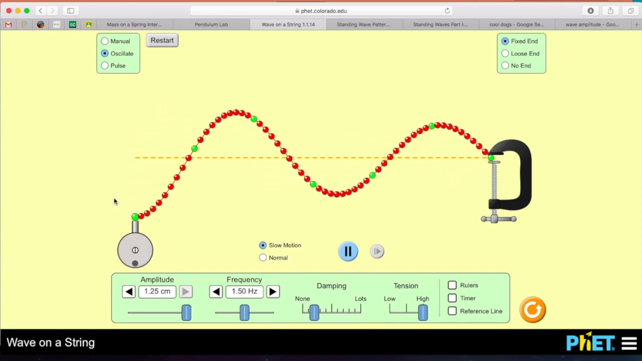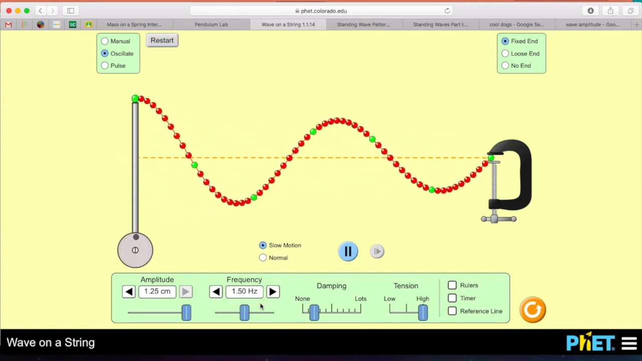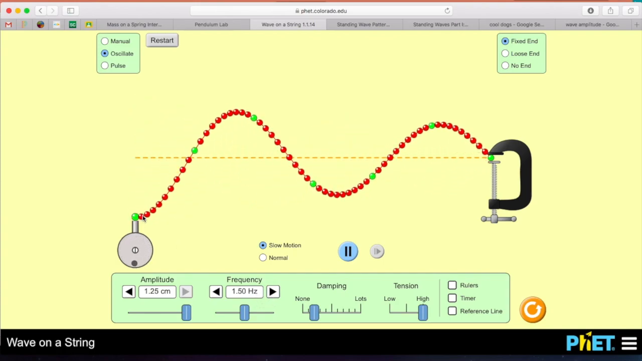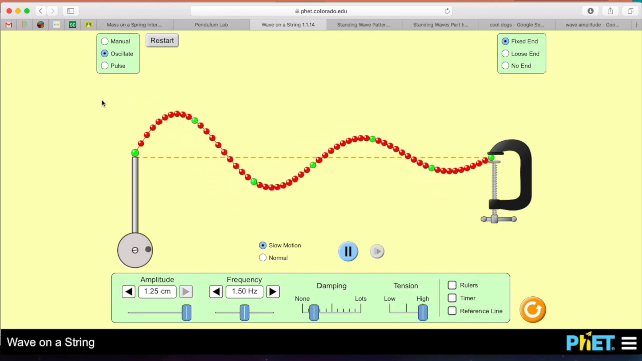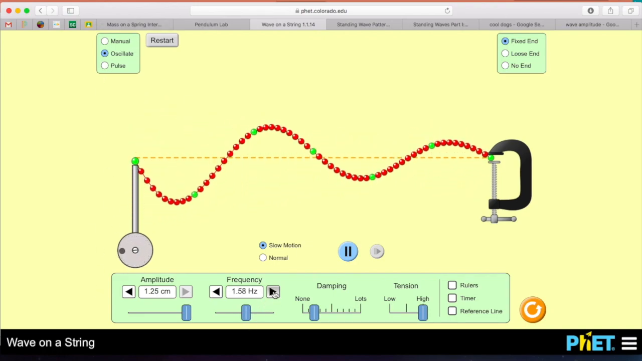So let me come back over here to my wave on a string simulation. You can see that I can change the frequency. Basically, the frequency, if I increase it, is going to cause my machine to put more waves per second. So let's see what happens if I increase the frequency.